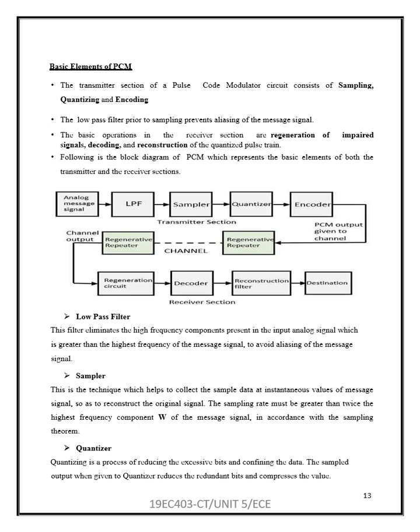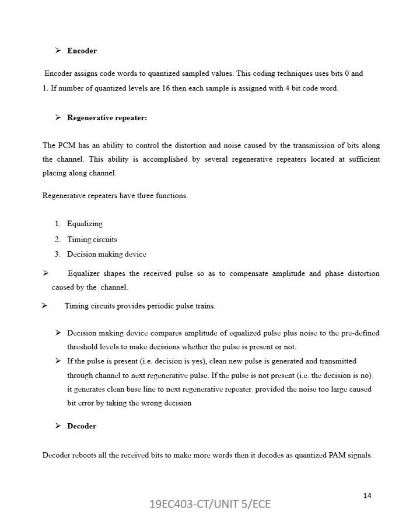Then comes the role of a sampler and quantizer. Hope we need not recollect it once again, so we'll quickly move on. The next block is the encoder. As we discussed earlier, this encoder assigns code words to quantized sampled values. Previously we defined the quantization levels. If the quantization levels are 16, then we assign every sample a 4-bit code word. That is the main job of an encoder.